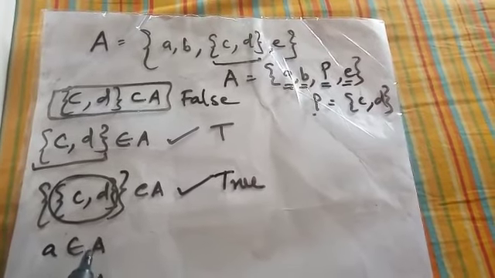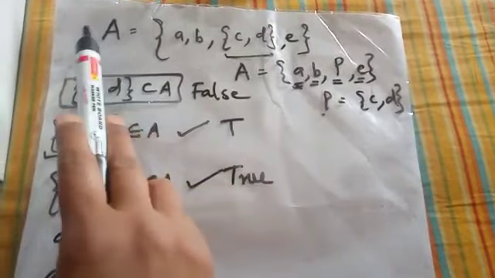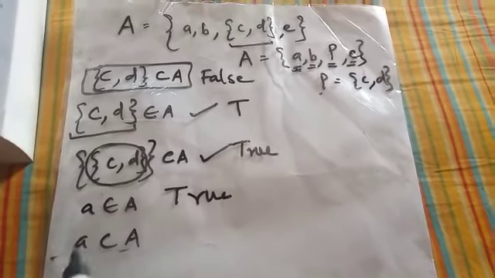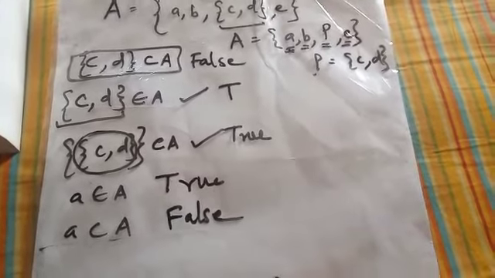You have to check whether A belongs to A. A क्या है? Element है. Element belong करता है. Yes, true. Now A is subset. अब ये एक element है. Element subset नहीं हो सकता. So this is false.